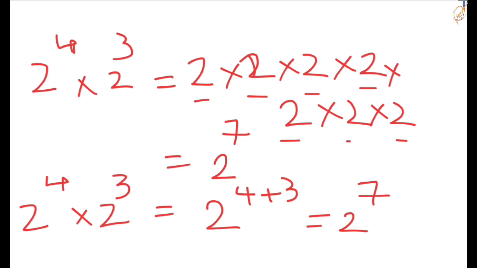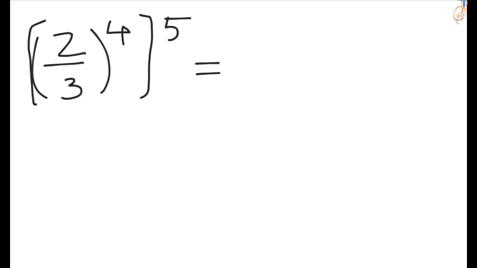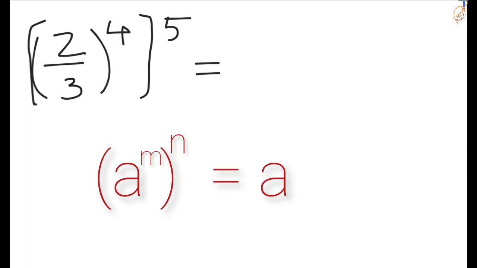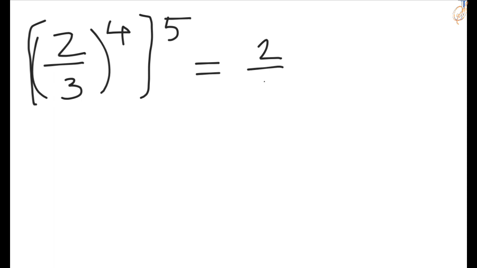I will explain one more example. 2 power 3 whole power 4, whole power 5. Which formula are you going to use? When there is a power outside the bracket, multiply the powers. That means you have to first multiply the powers. So 4 times 5 is 20. So this is your answer. Simply using the laws of exponents you can solve the expressions.